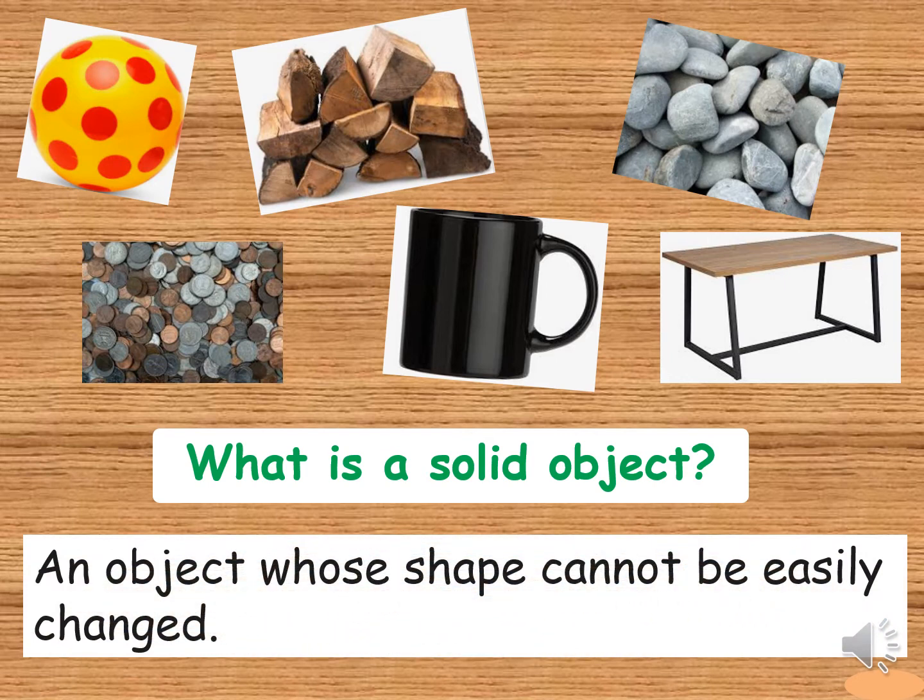A solid object is an object whose shape cannot be easily changed. So if I was to hold the rock in my hand, I could squeeze the rock really, really tightly with my palm and my fingers. I could pinch the ends of the rock, and the shape of it will not change because it is very solid. It is very hard. That is what we mean by a solid object.